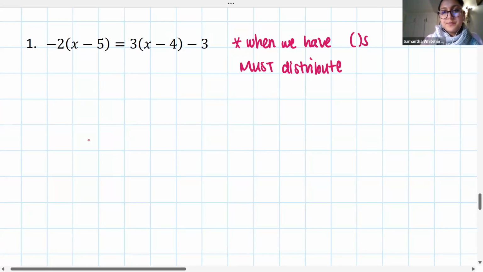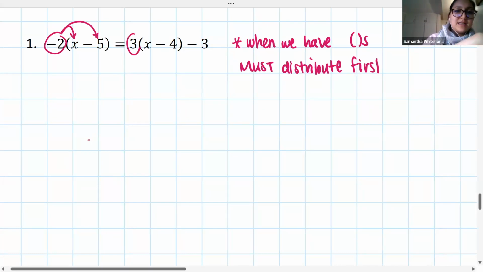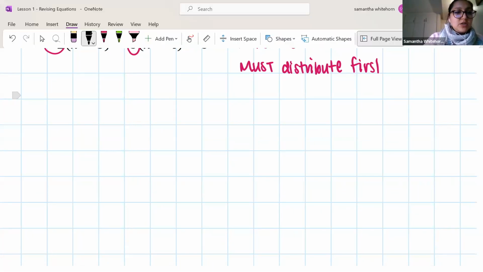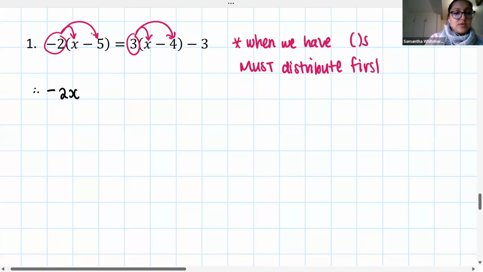Now remember, distribute means multiply. So we need to take the number in front of the bracket and multiply it into the bracket. That is what distribution is. So on the left-hand side, minus 2 times positive x is minus 2x. Minus 2 times minus 5 is positive 10, because a negative times a negative is positive.